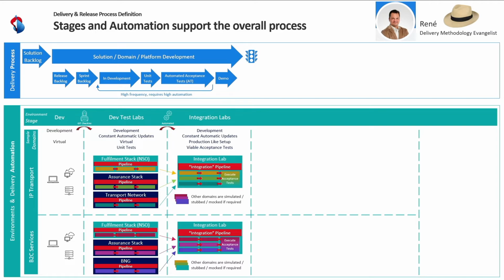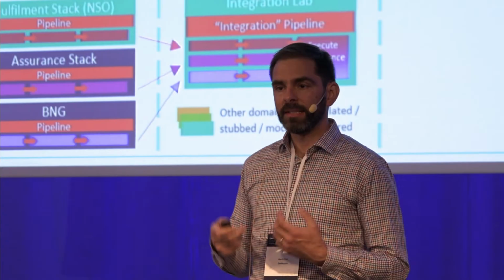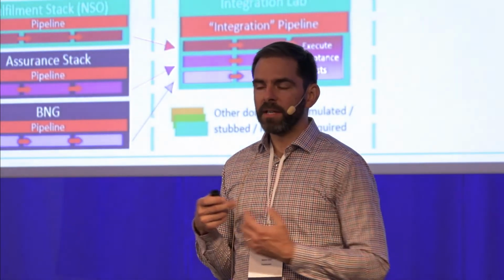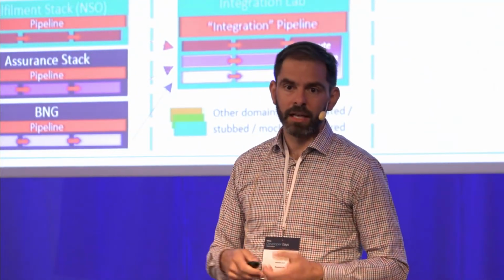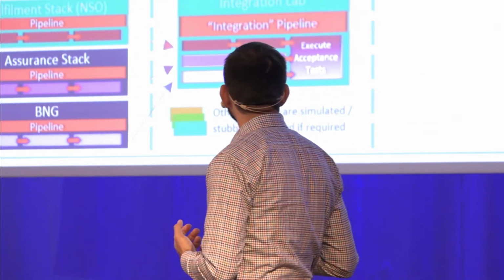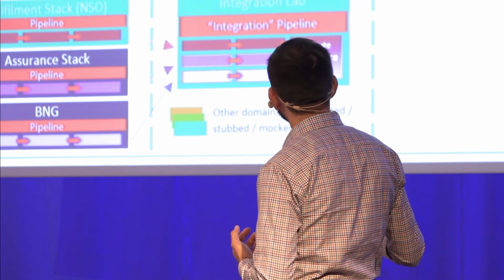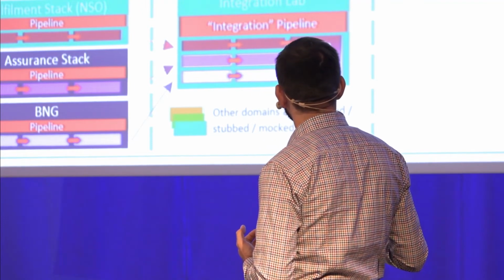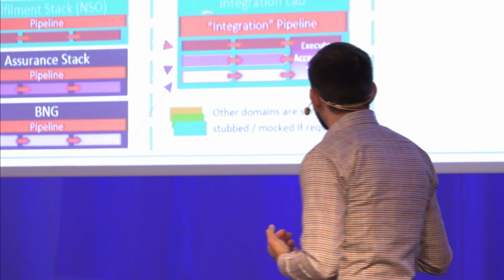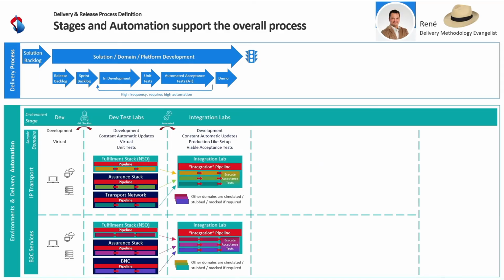Now the integration lab stage has a physical network because we want to test very early whether it also works on actual physical hardware. And so everything that is in here is also duplicated in that integration lab domain. Other domains are simulated, stopped, mocked as required. It's really a frequently updated test setup here, multiple times a day whenever new things are committed.